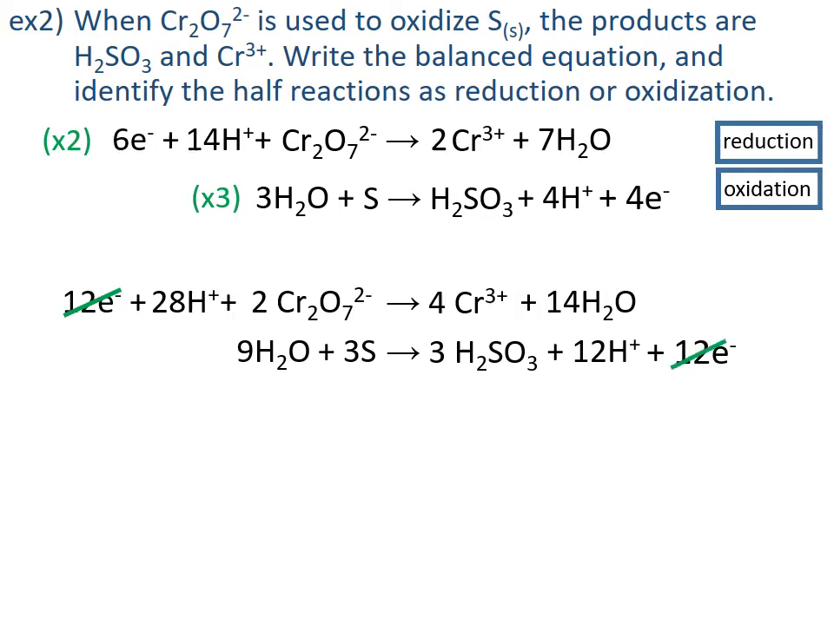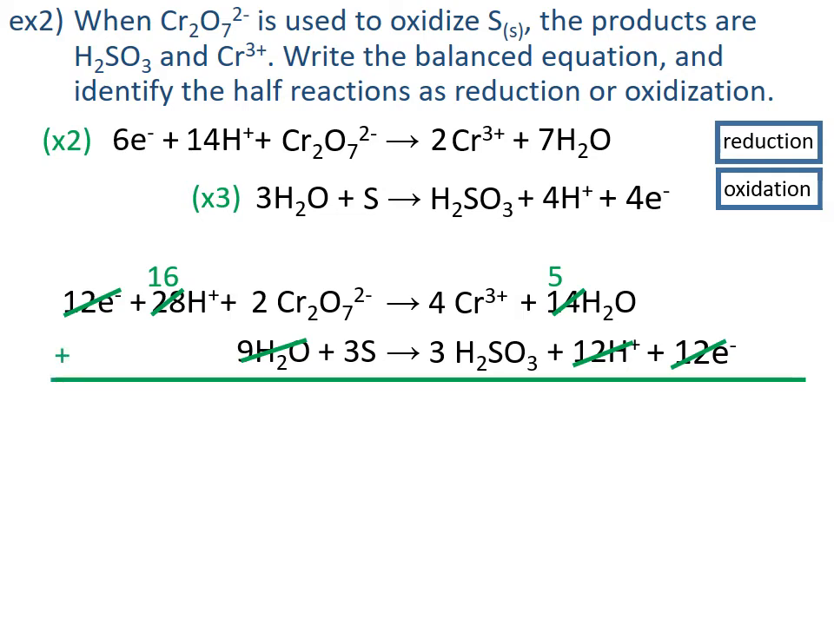I have 28 H pluses on the left and 12 on the right, so I will take 12 away from both sides. So 28 H pluses subtract 12 H pluses leaves me with 16 H pluses, and that will get rid of the H pluses on the right-hand side completely. I have 9 water molecules on the left and 14 on the right, so I will take 9 water molecules away from both sides. So 9 water molecules subtract 9 water molecules means there will be no water on the left-hand side, and 14 water molecules subtract 9 water molecules will leave 5 water molecules on the right.